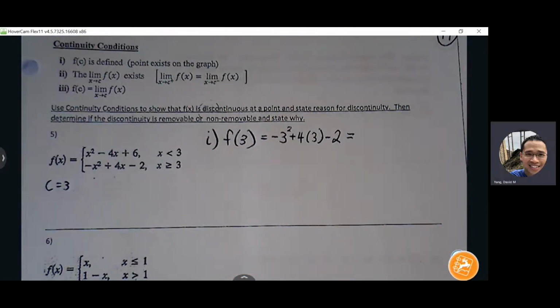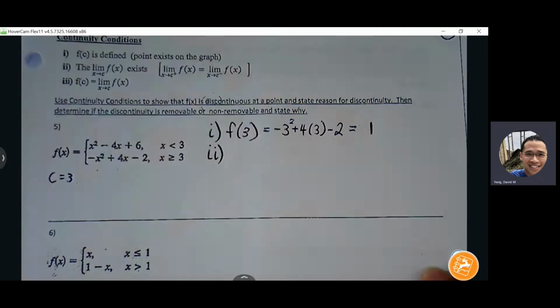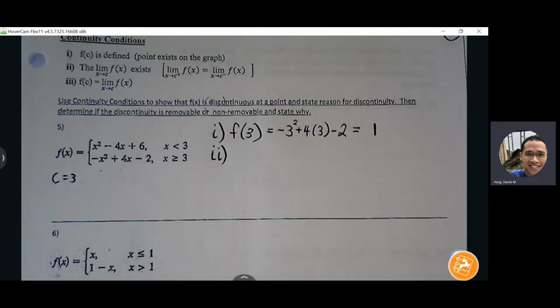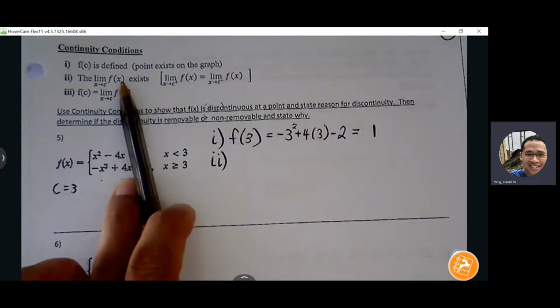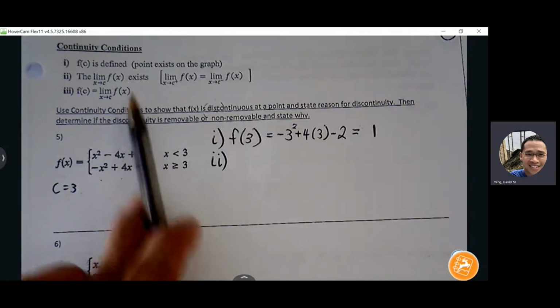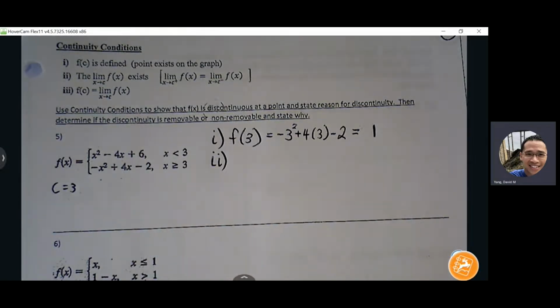-9 plus 12 minus 2. What do we get? Right, we get 1. All right, second condition. Does the limit exist? Can we rely on just one limit statement to determine the limit? No. The reason is that we have two separate functions and we have to involve both of them.